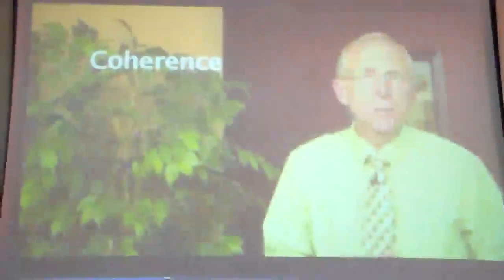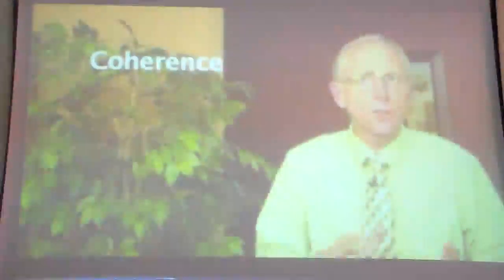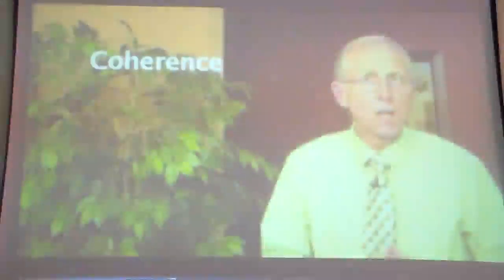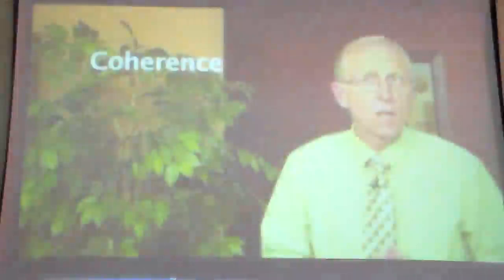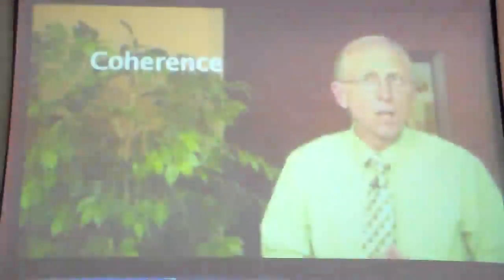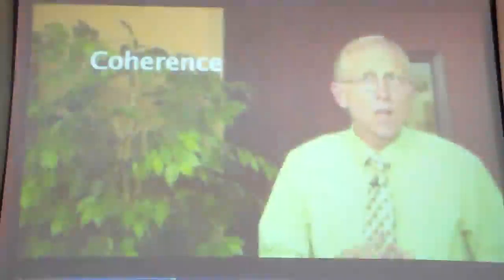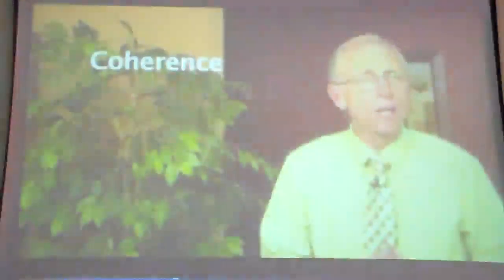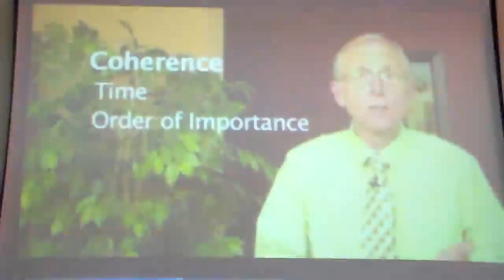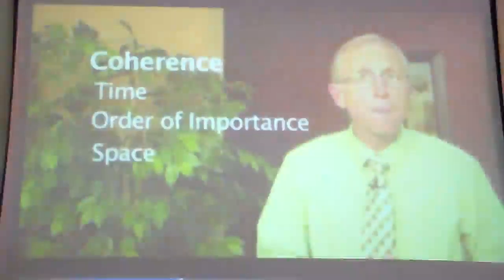The other aspect that is needed is coherence. Coherence simply means that the sentences are organized to flow smoothly. The ideas are logically ordered. What comes next? The flow is smooth. It is logically ordered. This is the meaning of coherence. There are three basic ways that writers organize their paragraph: time, order of importance, and space. So these are ways you can order your paragraph or your writing.